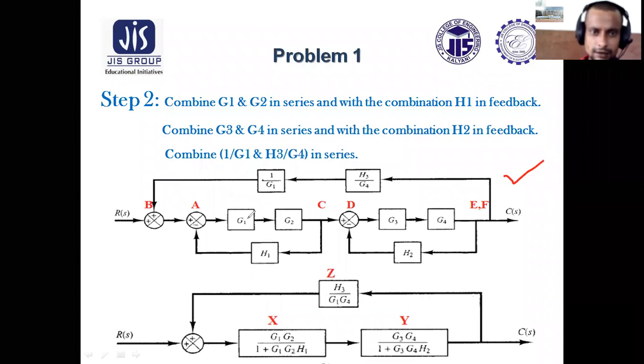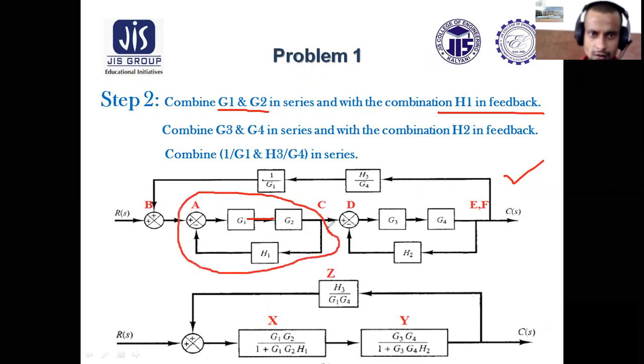Now we'll combine these in series. So here it is written, combine G1, G2 in series, and with that combination, H1 is in feedback. Combining this whole block diagram, we'll get G1, G2 by 1 plus G1, G2, H1. So this is the replacement of this entire block.